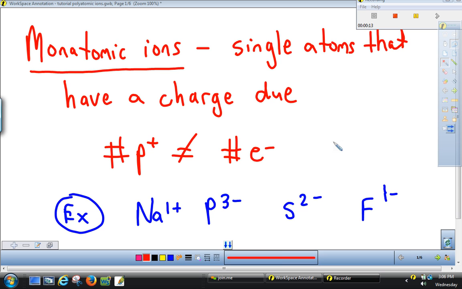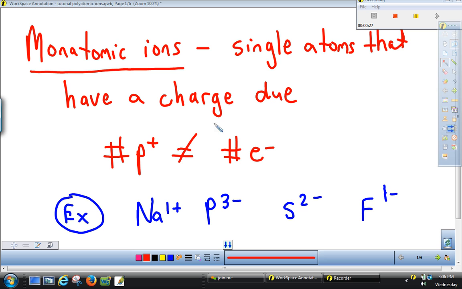So up to this point we've been dealing with monatomic ions. So it's a quick review. Monatomic ions are just single atoms that have lost or gained electrons and therefore have a charge. And that's because, if they gain or lose electrons, the proton number and the electron number are no longer equal, and so they have a charge.